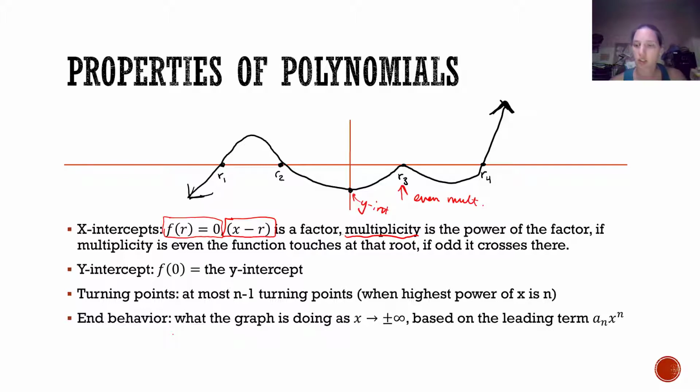So if that leading term, a sub n x to the n, is positive and n is even, it opens up. If it's negative and n is even, it opens down. We should expect this right from transformations. If it's positive and odd, then it starts at the bottom and ends at the top. If it's negative and odd, then it starts at the top and ends at the bottom as we go left to right. Yes, left to right. So those are the things we generally want to determine about a polynomial in order to be able to graph it: the x-intercepts, the y-intercept, the turning points, and the end behavior. What's it doing? And then we can kind of connect the dots.